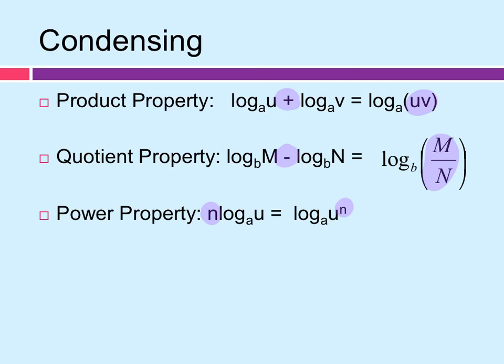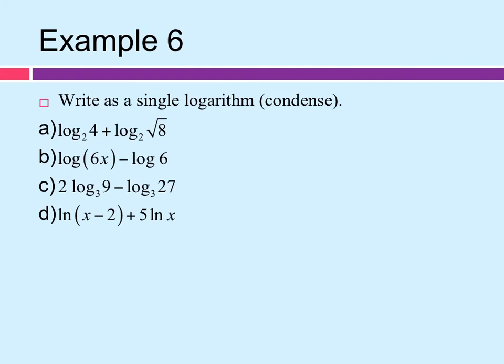So again, working in reverse order, the sum becomes the multiplication, the subtraction becomes division, and the number on the front becomes the power. So we are condensing. Sometimes the directions say expand or condense. If you start with an expression that has 1 log, you're going to be expanding it. If you start with an expression that has multiple logs at the start, you're going to be condensing it. All right, so write as a single log or condense. And again, it's going to say condense or expand at some point. These all have multiple logs, so I know I'm condensing.